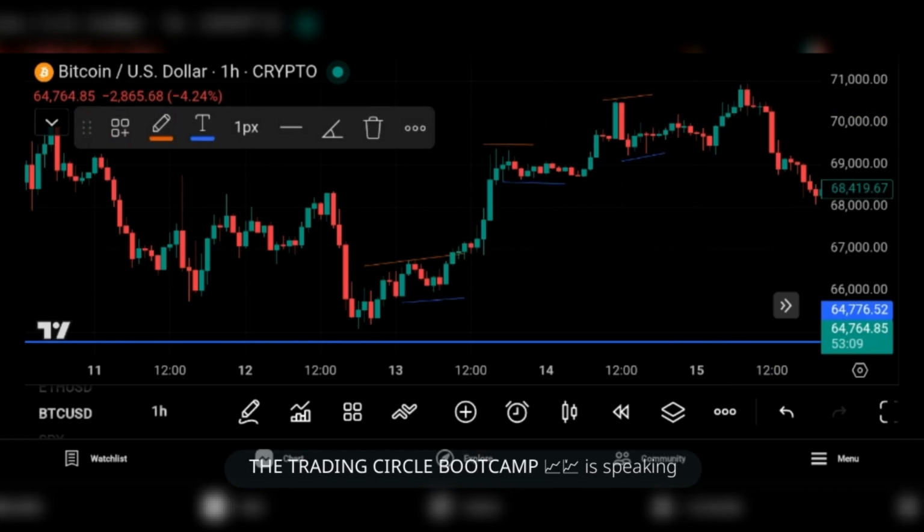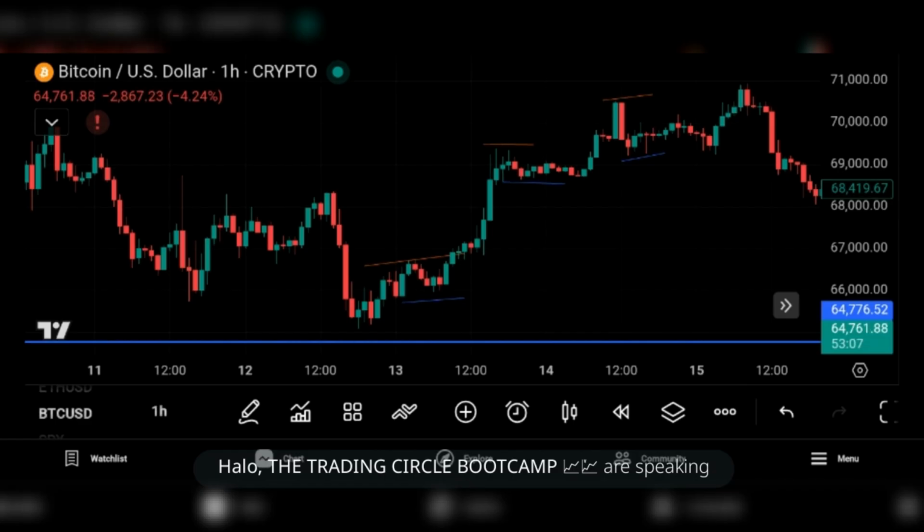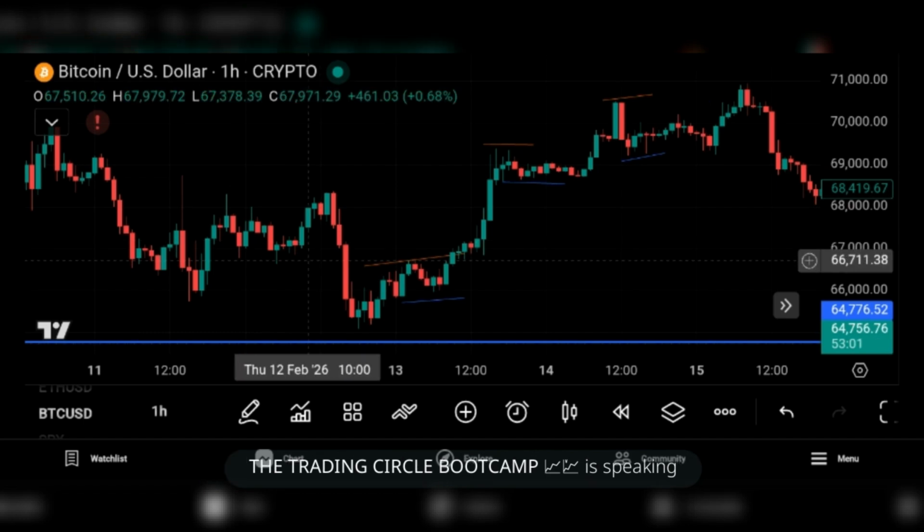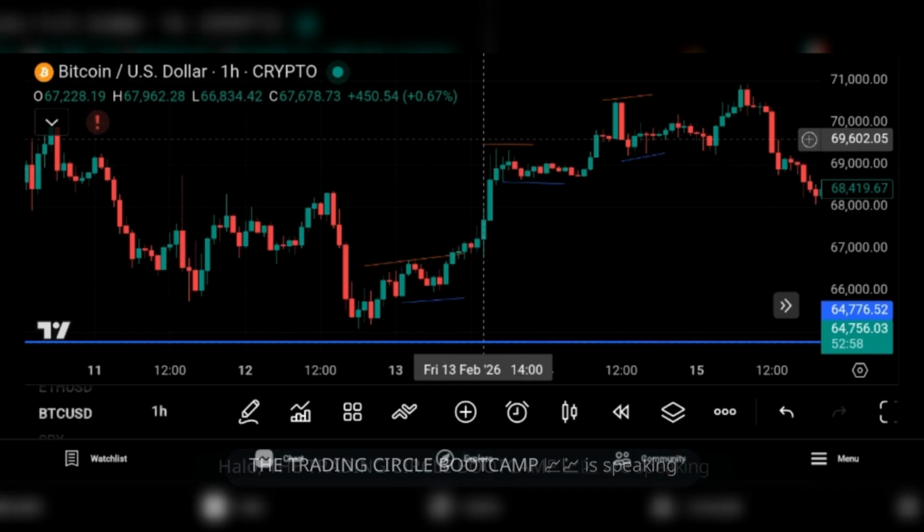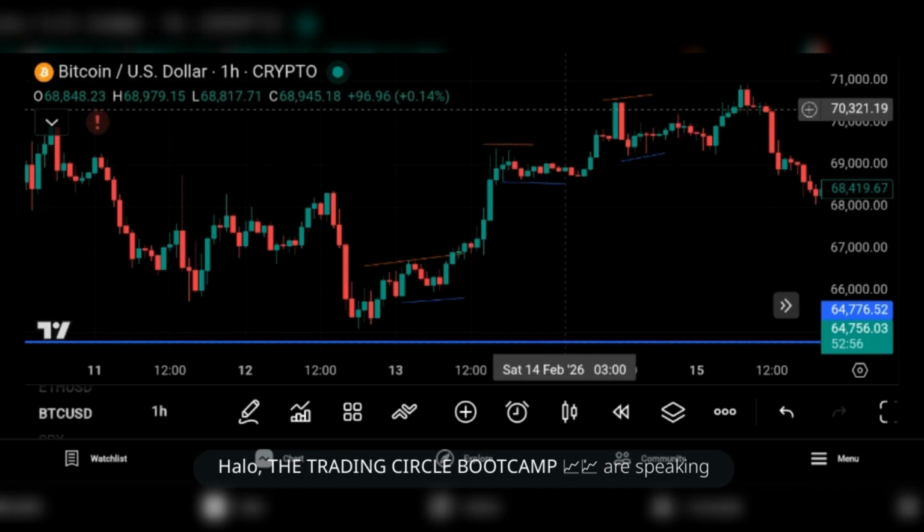So can you see the way it is now? The orange is the higher high, the first higher high, which is this. This is our first high. Now this is the second higher high, and this is the third higher high, right?